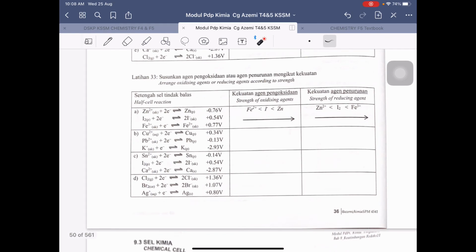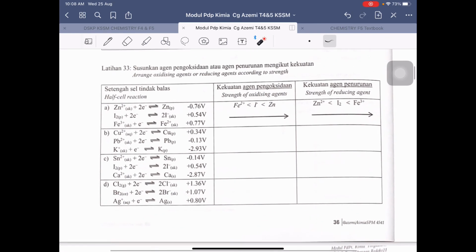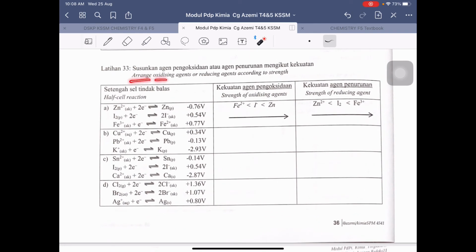Okay, latihan 33. Look at this. Arrange oxidizing agent or reducing agent according to strength, mengikut kekuatan. So, we must identify lah which one yang undergo oxidation duluan. Kalau saya lah, I like to use the oxidation duluan. So, macam mana tu? Mari kita tengok this one.